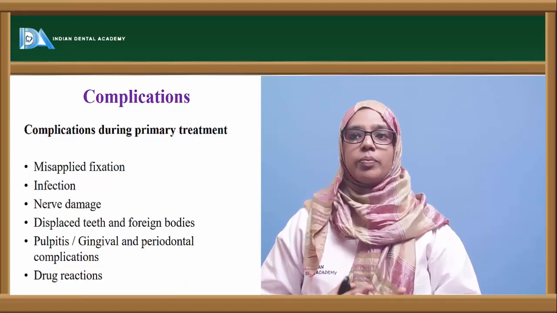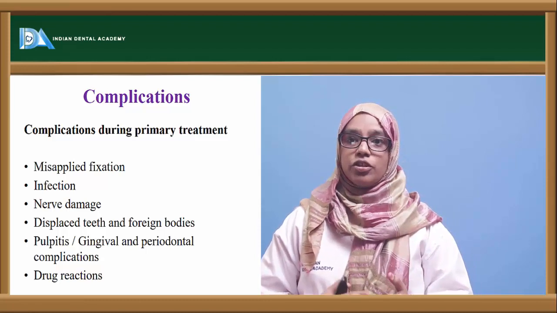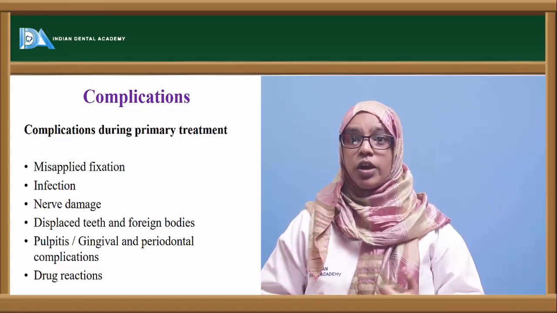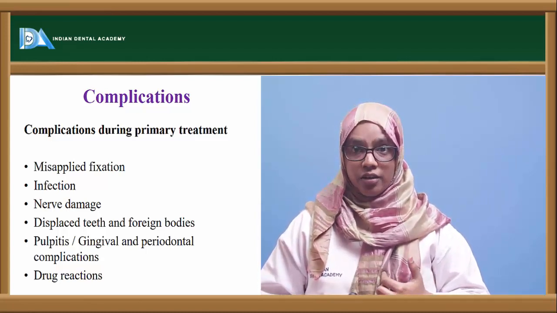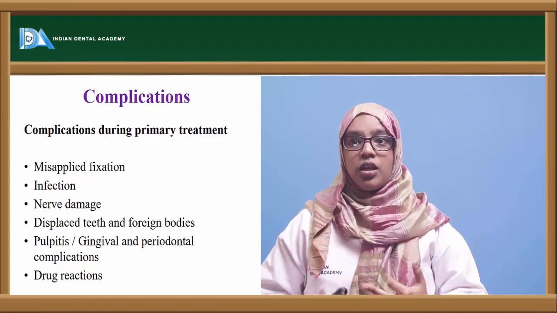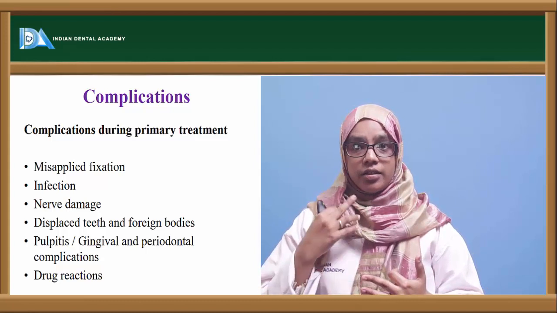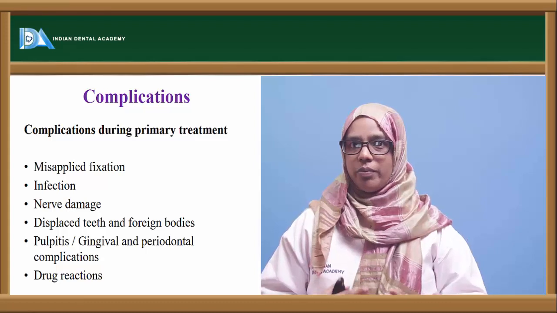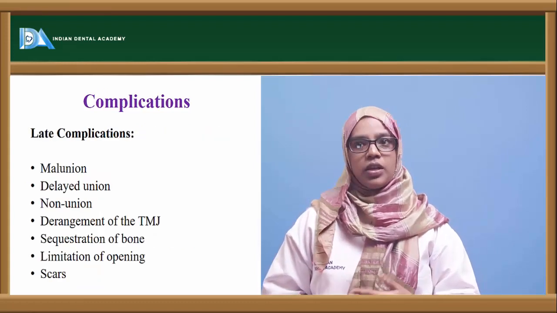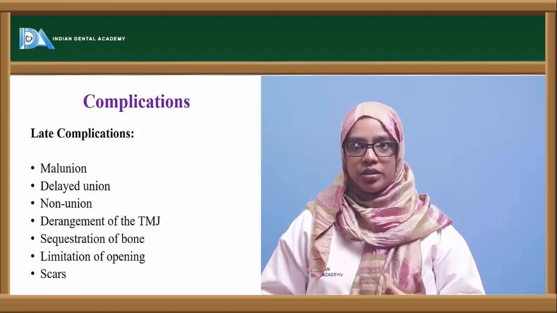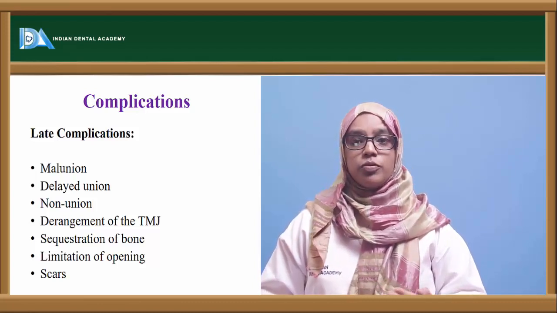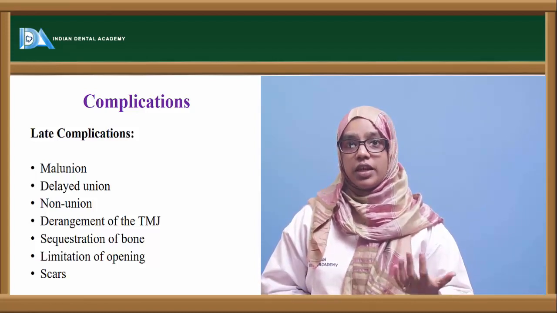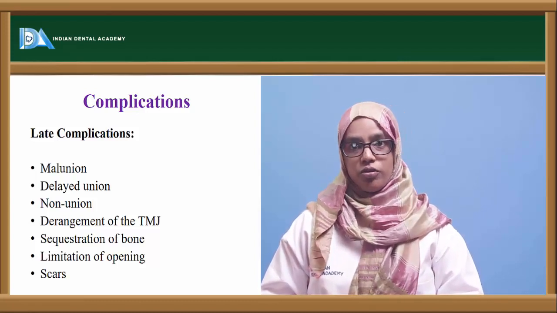Now, let's move on to the complications that can arise. Complications during the primary treatment could be misapplied fixation, that you have not reduced it properly or fixed it properly. Infection can occur if you have not done proper antibiotic coverage. Nerve injury can occur, more commonly in the mental region, parasymphysis, mental nerve injury. The teeth may get displaced, foreign body, pulpitis, periodontal problem and drug reaction. The late complications are malunion, delayed union, non-union, derangement of the temporomandibular joint, sequestration of the bone, limitation of opening, and obviously an extraoral scar if you are opting for an extraoral reduction approach.